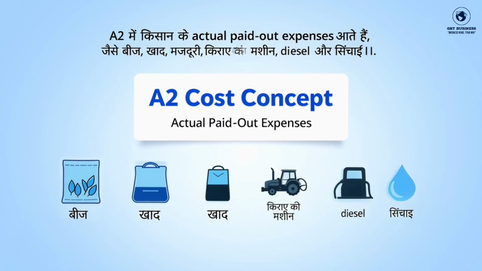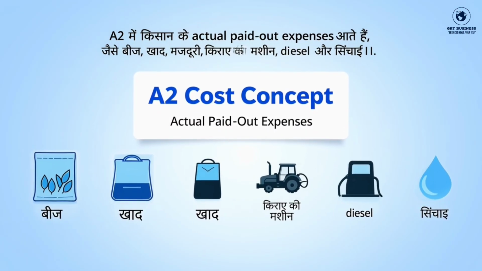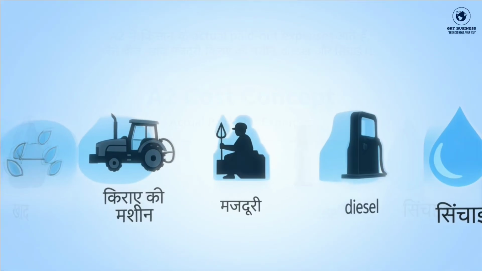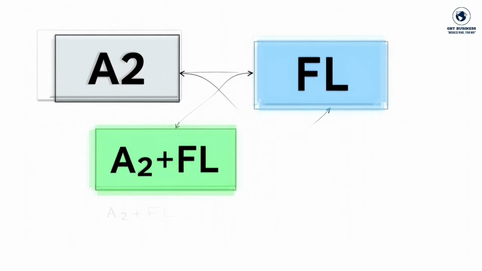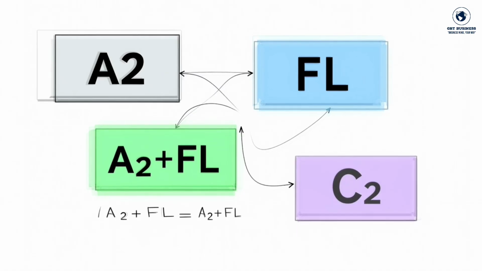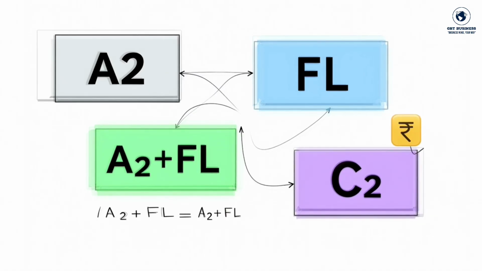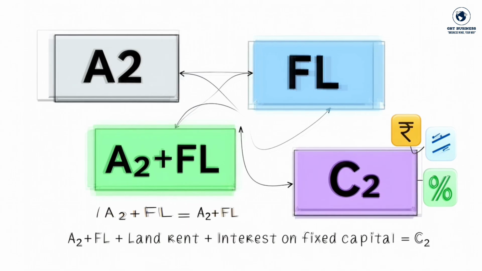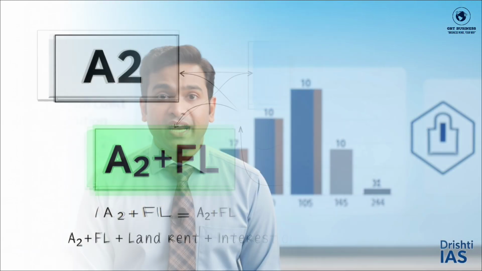A2 includes the farmer's actual paid out expenses, such as seeds, fertilizers, labor, hired machinery, diesel, and irrigation. In A2 plus FL, the estimated value of family labor is added to A2. C2 is an even more comprehensive concept, which includes A2 plus FL, along with things like the rent of one's own land and interest on fixed capital.